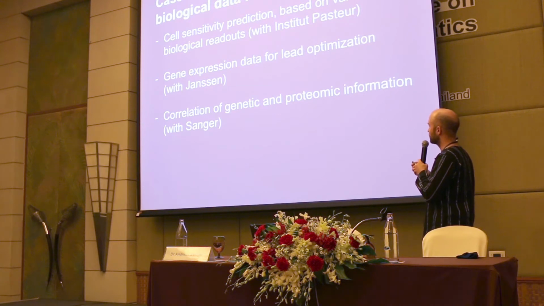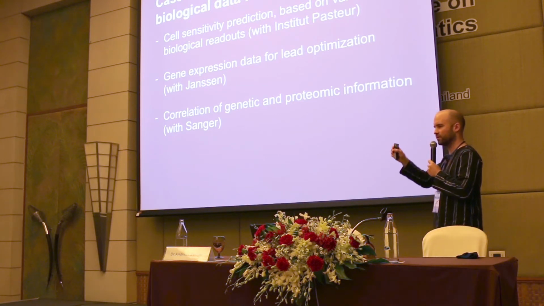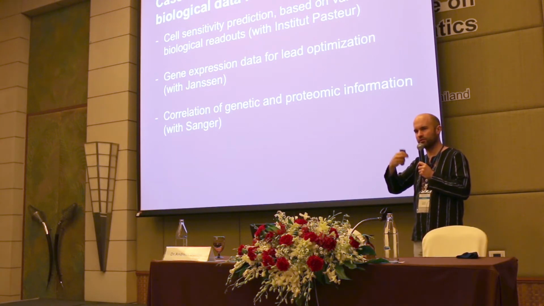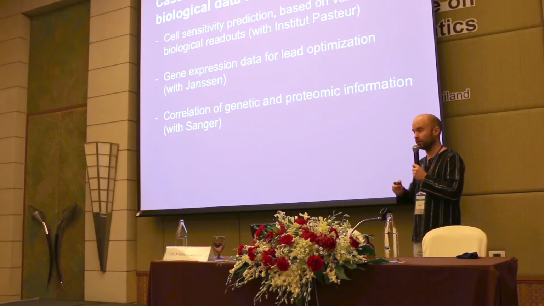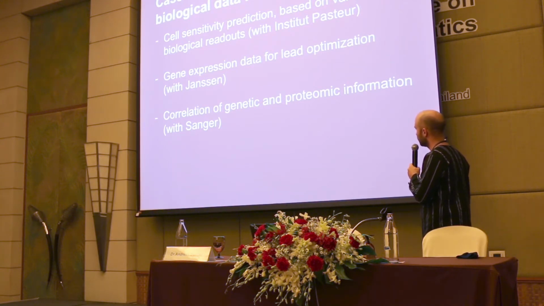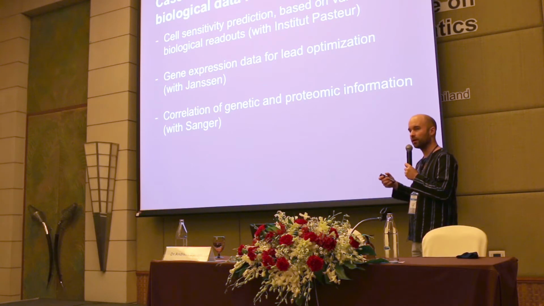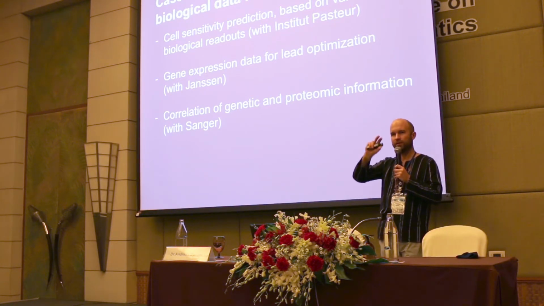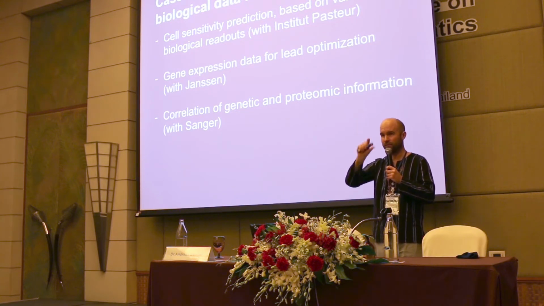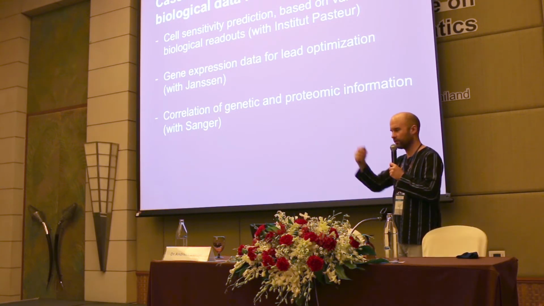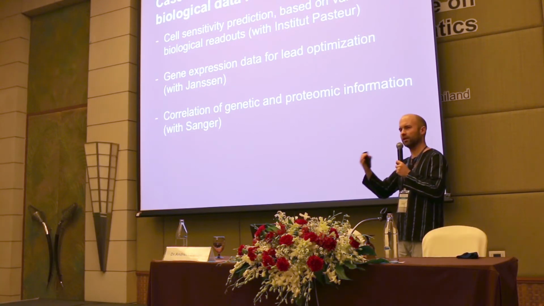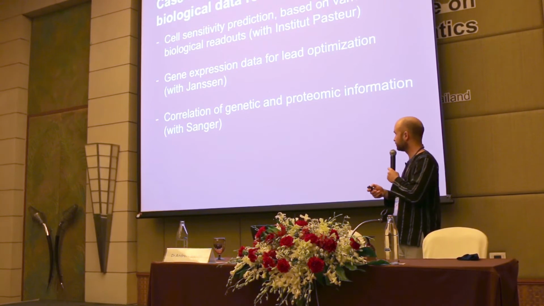We were modeling cell sensitivity, so compounds were used to treat cancer cell lines, cytotoxicity was measured, so GI50 values, and we tried to model those values on a large scale. We used gene expression data for lead optimization. So here the question was, if I have different lead series, different scaffolds, can I use gene expression data to say this series is better than another one, and which compound to pick from that series? And this is a project we currently have with Sanger, where we look at different levels of biological information.